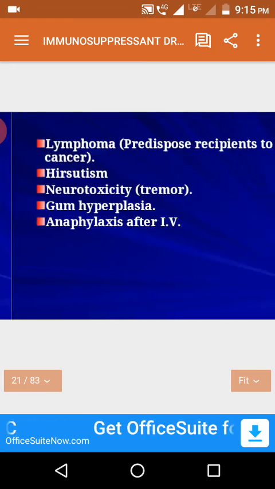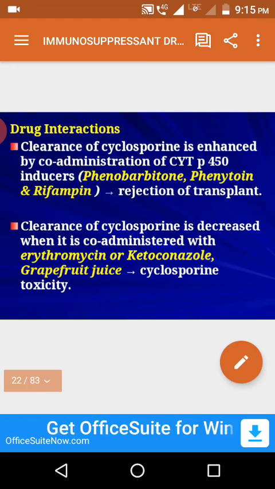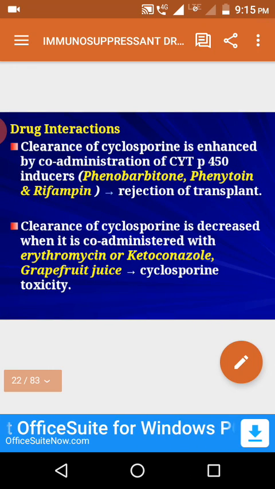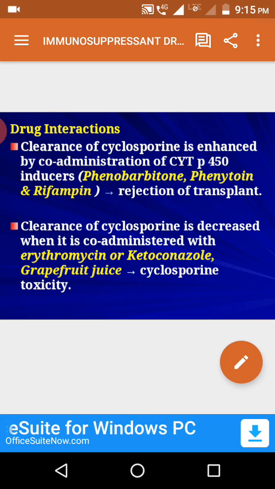Next is drug interactions. It is a common one. Enzyme inhibitors decrease its clearance, and enzyme inducers increase the clearance.